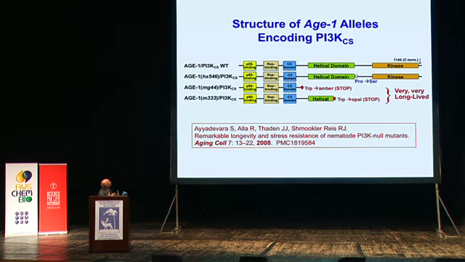So this is the diagram of the domains in this PI3 kinase catalytic subunit. There's a binding site for the regulatory subunit, a RAS binding site, a C2 domain, a helical domain, and the kinase domain. This is the business end, the functional part of it that, in fact, is responsible for lipid kinase activity.